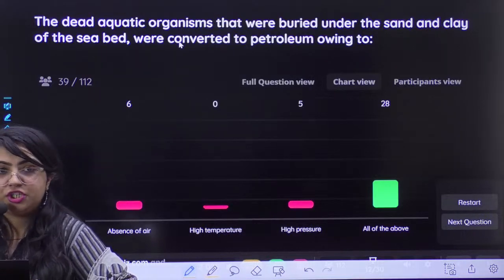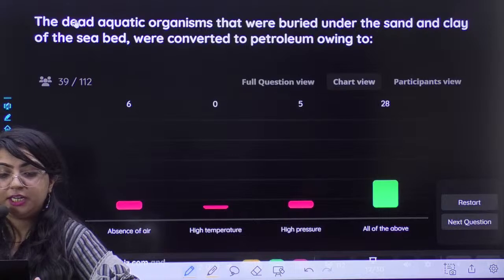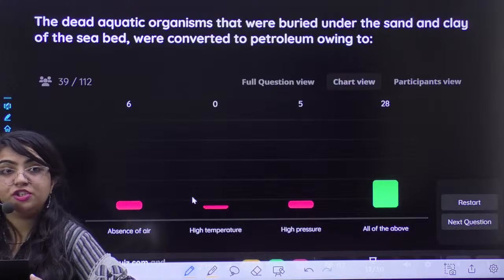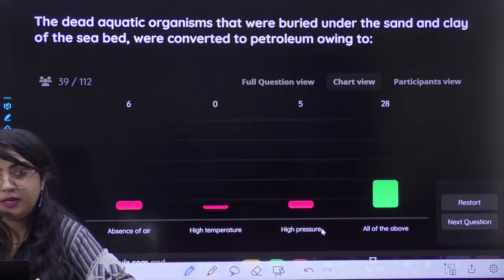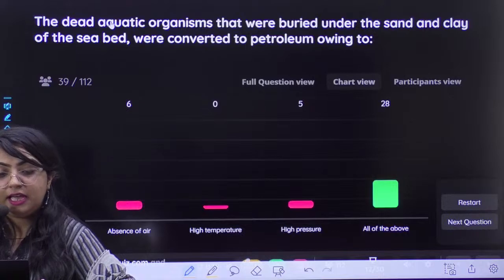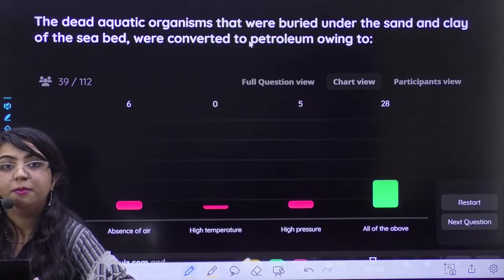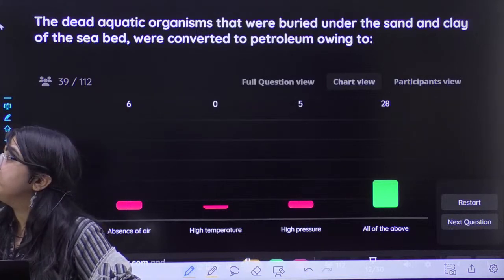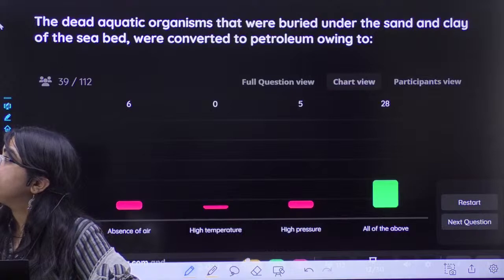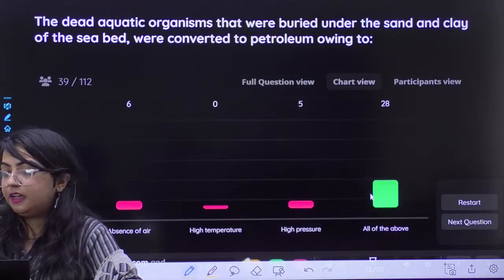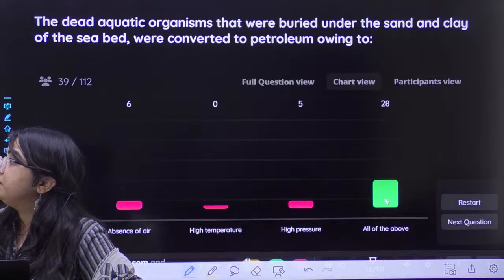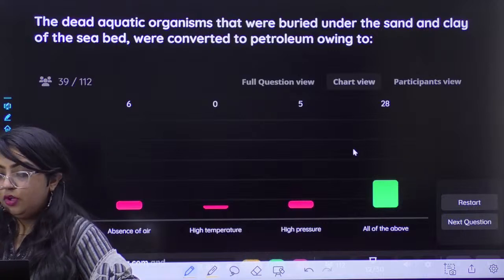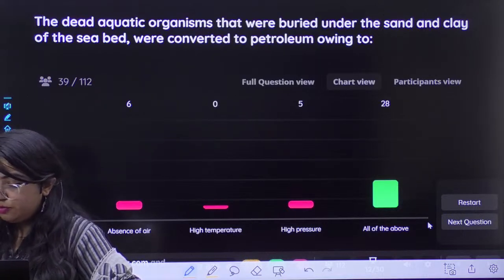So for the production or processing of petroleum from aquatic organisms, air should not be there, temperature should be high and pressure should also be high. So only then the dead organisms will get converted to petroleum. I hope this is clear to all. Please reply in the chat box. Yes, all of the above is the correct answer for this. Okay, so let's move to the next question.